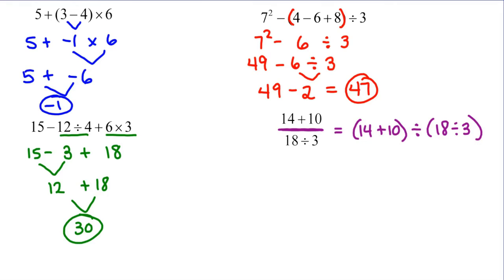So the numerator and denominator are grouped together, so I have to do those first, and then I'll do the division from the division bar last. So here I'm going to do the grouping symbols, and 14 plus 10 is 24, and 18 divided by 3 is 6, and now I can do that last division there. 24 divided by 6 is 4. So there are some examples of using our order of operations to evaluate expressions. Just make sure you're following those guidelines and always doing the operations that come first.